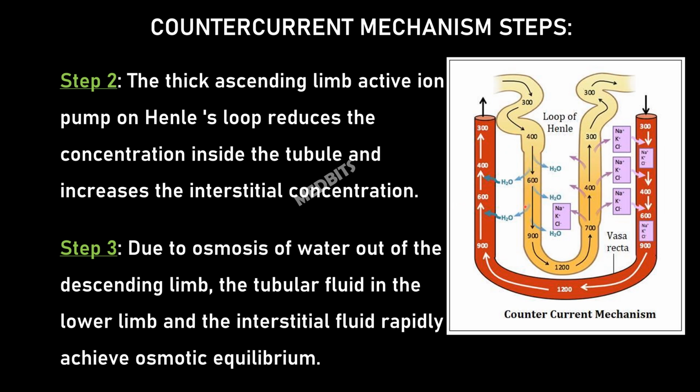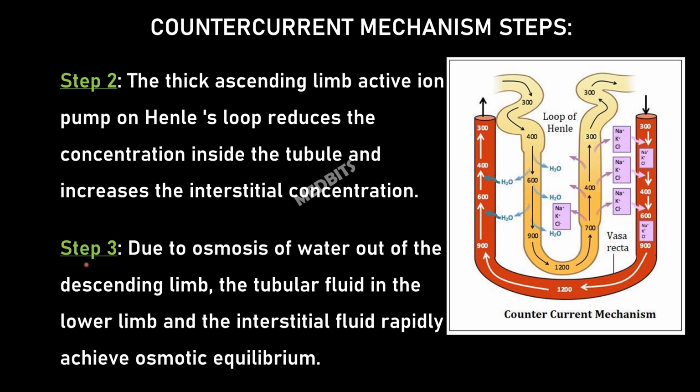This is the descending limb of Henle's loop, and this is the ascending limb of Henle's loop. You can see the thickness difference here. This is the thick one, and here is happening step number 2, the thick ascending limb. What happens there? The active ion pump on Henle's loop is reducing the concentration inside the tubule, and then increases the interstitial concentration. Interstitial means the cells between the loop of Henle and the vasa recta.